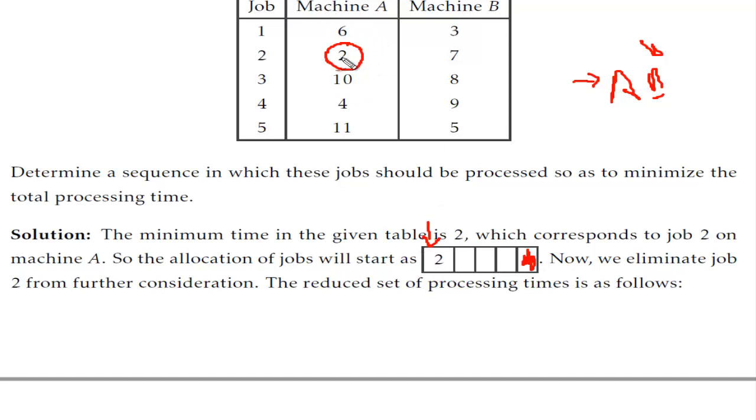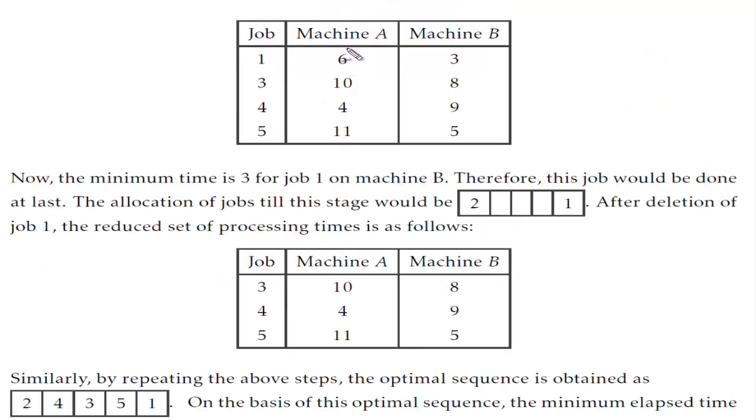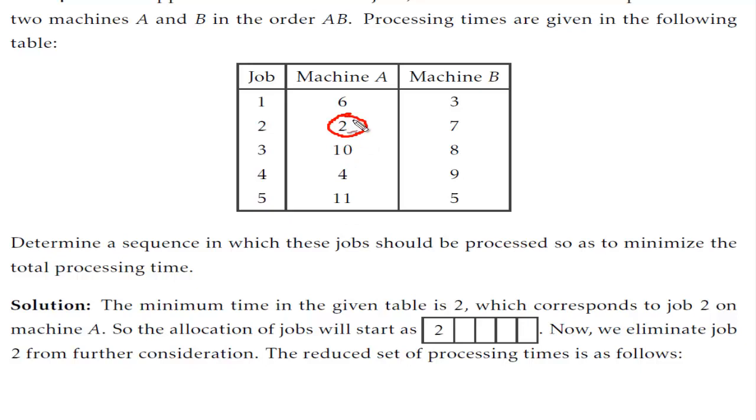When you are done with this, this job is to be removed. I don't have this job anymore because it is assigned now, 2 is assigned, so I have to remove it from further consideration. Now in the table I have only 1, 3, 4 and 5. As you can see, in the next table the 2 is removed. Now I try to see which is minimum in the A's and B's, and I'm seeing 3 is the minimum, but it is in B, because we have order A, B, so it is to be assigned to the last. But we're not assigning 3, basically we're assigning the job. You have to understand that also. Here we got a little confusion: we're not assigning the processing time, we're assigning the job. Same way we have a 3 here now. So job 1 will be assigned to the last.